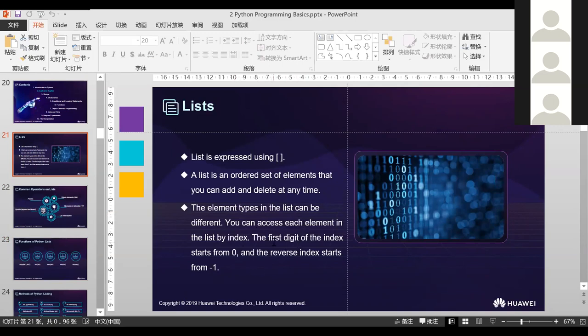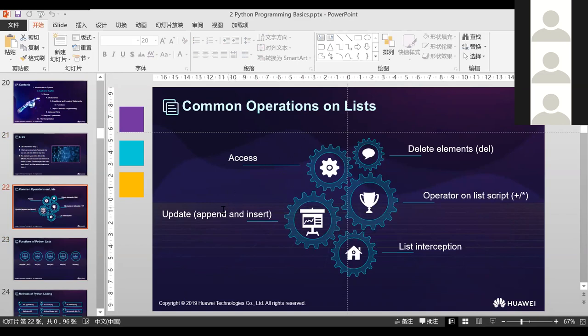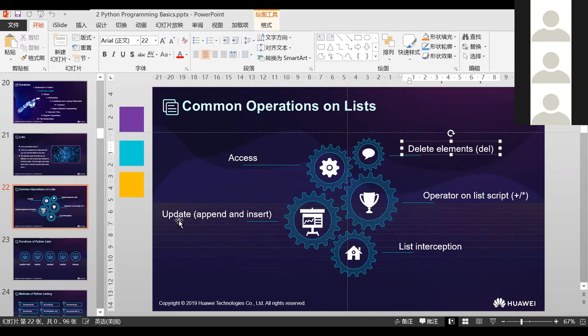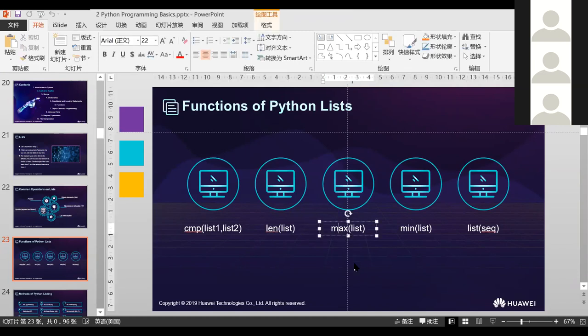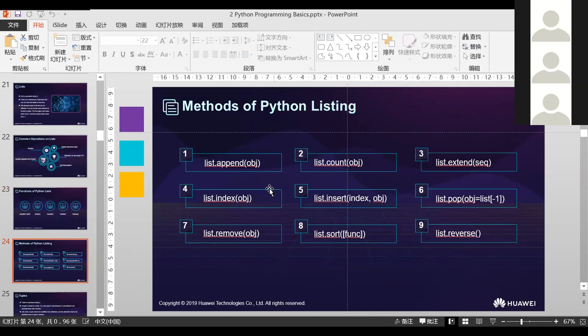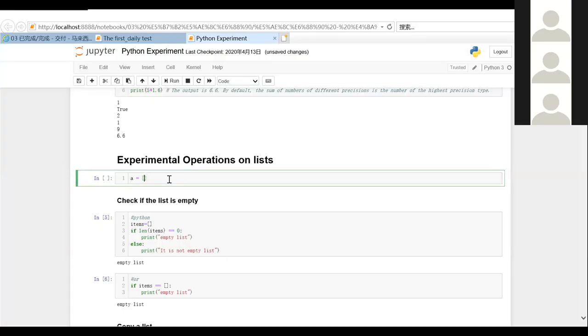If we want to index a list, the index of the list goes 0, 1, 2, 3, 4, 5, and the inverse index starts from -1. There are some common operations on lists. We can update, add, and delete elements, we can compare two lists, and we can use the built-in function len to output the length of a list. We can use max to get the maximum value in a list. And there are some other methods of list. So we will write some code. First, to define a list, we will define a list like this.